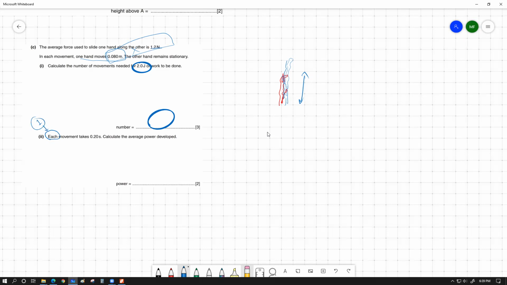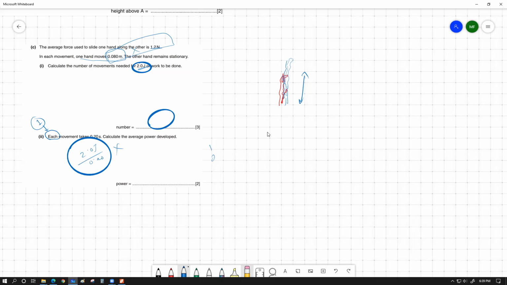The mistake students make is that sometimes they use 2 joule divided by 0.20 second. 2 joule divided by 0.20 second. That is the mistake that the students do, which you shouldn't do. If you even do this, you're going to get one mark. You're going to get the first mark, you're not going to get the second mark.